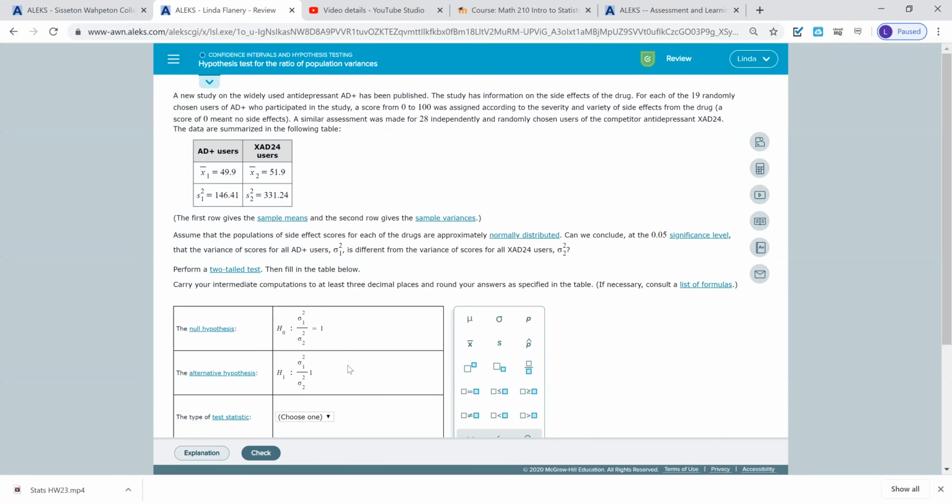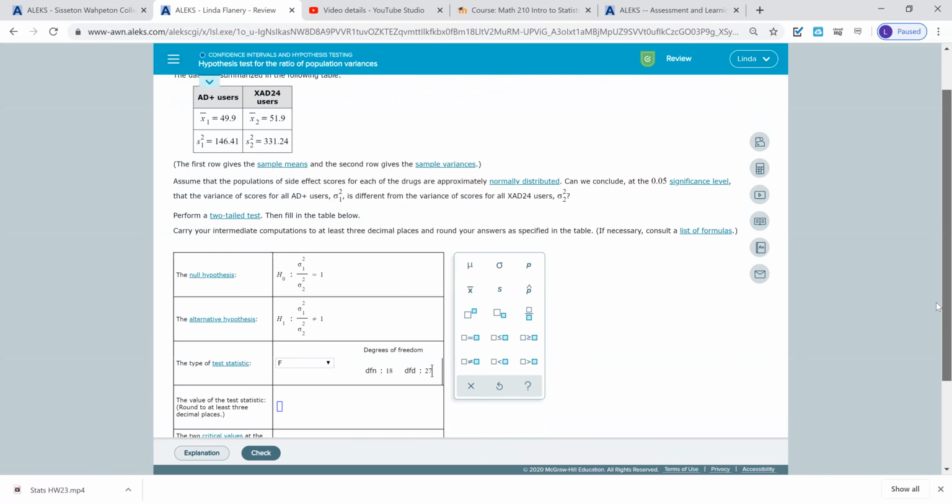Are they different? Which is what my question is asking me. Can we conclude that it's different? So I've got my variances comparing, are they equal to 1 or not equal to 1? Of course, we're doing an F-tailed test. The degree of freedom in the numerator, I have to read here, we had 19 for the first one, so 19 minus 1 would be 18. My degree of freedom for the denominator, it was 28 for the second sample, 28 minus 1 would be 27. So I've got those in there.